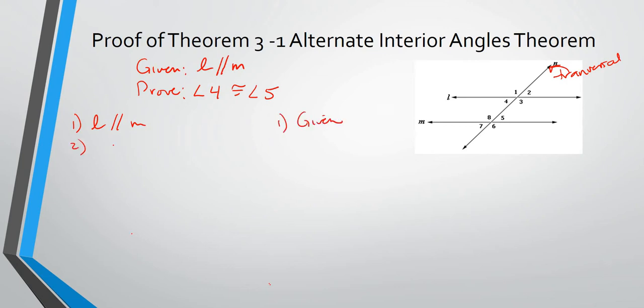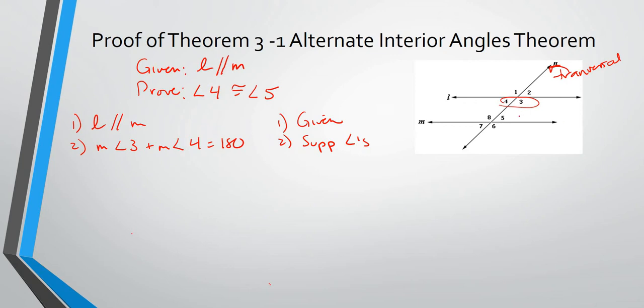The second thing I'm going to look at is some pairs of supplemental angles. So I'm going to say that 3 and 4 are supplemental: measure of angle 3 plus the measure of angle 4 equals 180. And that's the definition of supplemental angles.